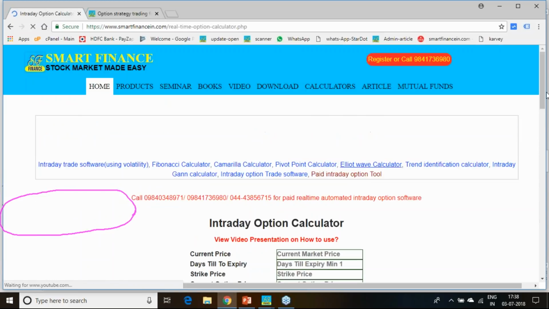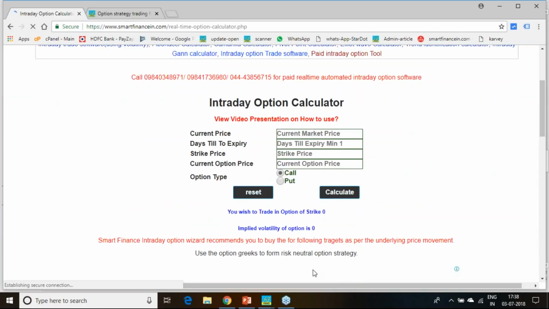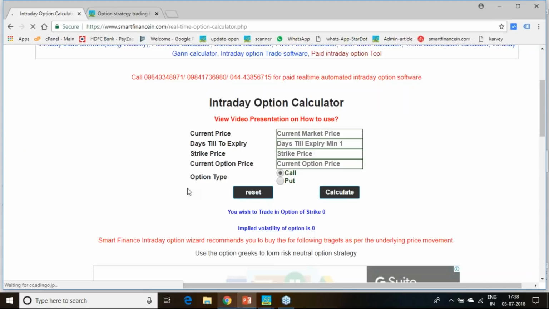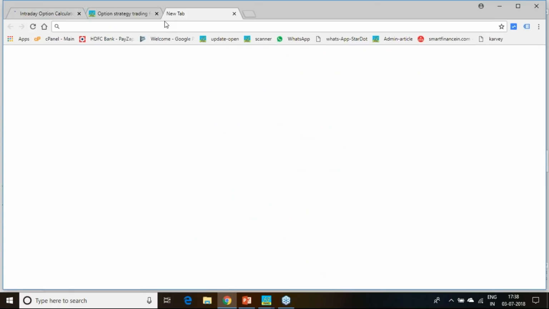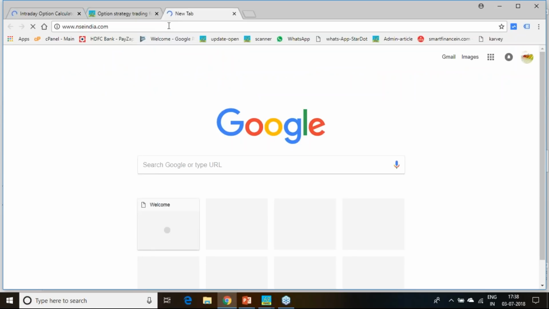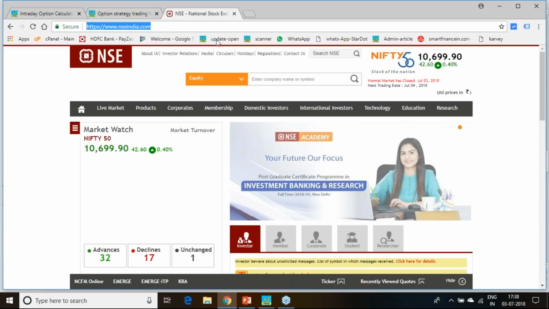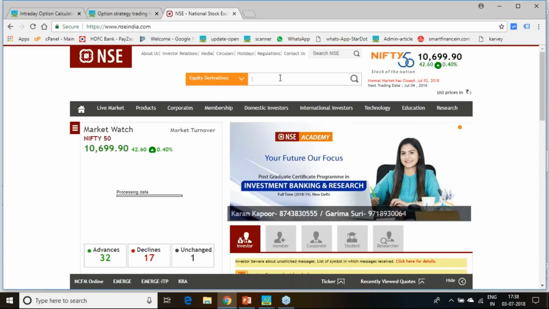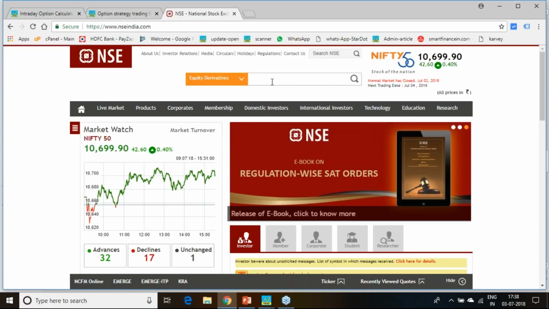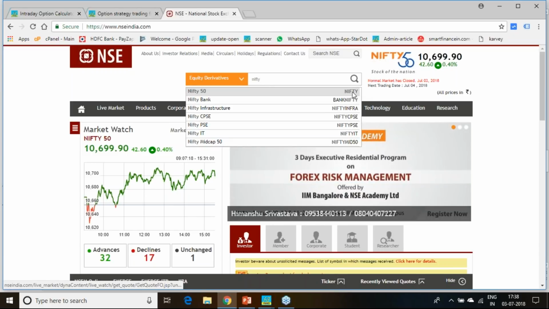So I am taking a real-time estimation of the delta to demonstrate how far these calculations are true. So today, if you look into the NSE site, how far we have to take the true data. So I'm just going to NSEindia.com. I just want to find out some of the prices for my delta calculations and other things. So I'm going to the NSE site, to the equity derivatives. I am putting the Nifty. So the Nifty data I want.